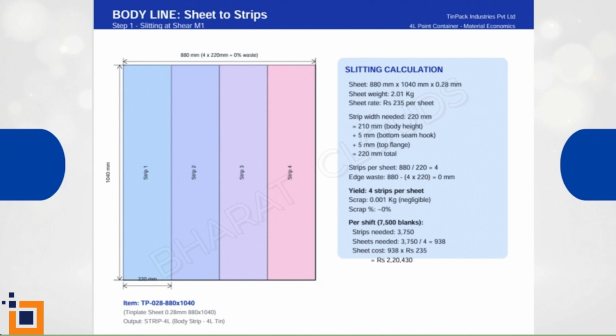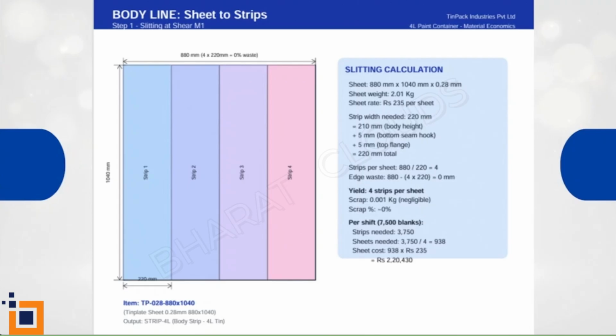This is where it all starts: a tinplate sheet, 880 mm wide, 1040 mm long, 0.28 mm thick, weighing 2.01 kilograms, costing 235 rupees per sheet. The first operation is slitting at the shear M1. We cut this sheet into strips. How wide does each strip need to be?